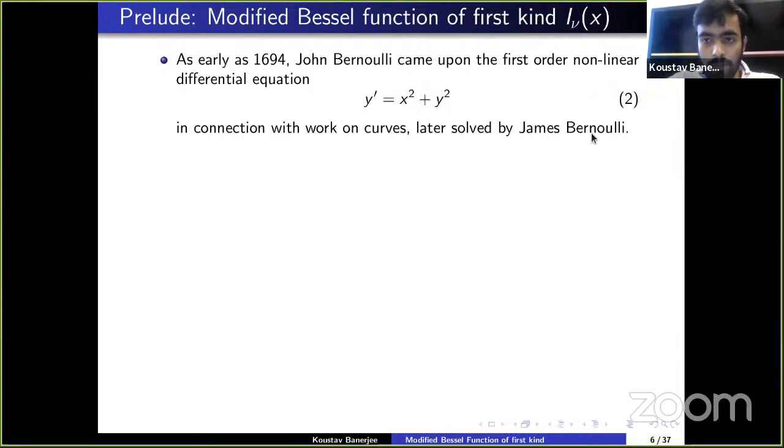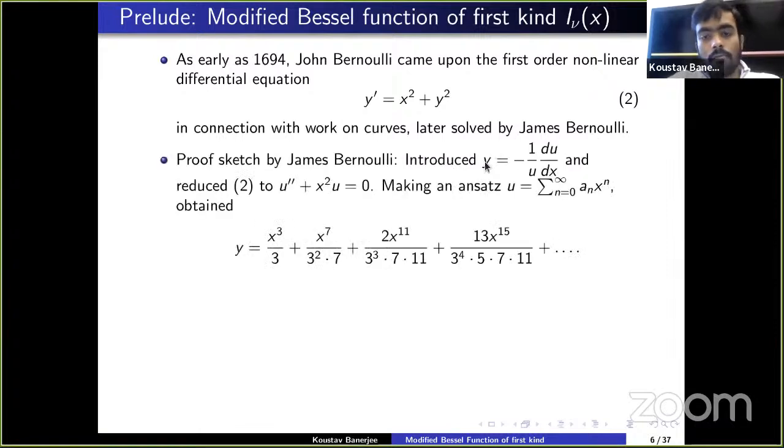James Bernoulli. James Bernoulli's idea was to introduce the variable y to be minus 1 over u, du/dx, and then he reduced this first order nonlinear differential equation, y prime equals x squared plus y squared, to the second order differential equation u d2u/dx2 plus x squared u equals 0, and assuming a solution u as the sum from n equals 0 to infinity of a_n x to the n, he obtained a solution y to be x cubed divided by 3 plus x to the power 7 over 3 squared times 7, plus 2x to the power 11 divided by 3 cubed times 7 times 11. All these denominators are kind of factorials.